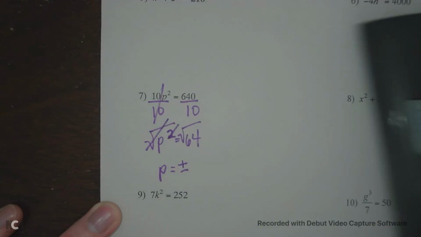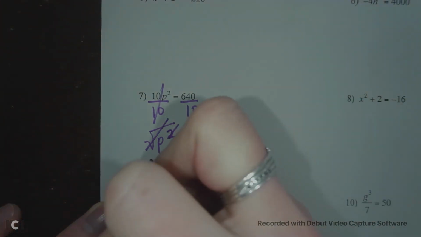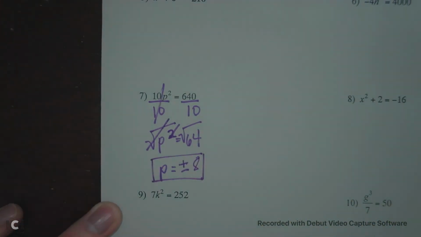So our answer is 8, because 8 times 8 is 64. And again, we're not sure if they should be 2 positives or 2 negatives, so we leave it like that. Let's see here. If your problem looks like number 10, let's do number 10.